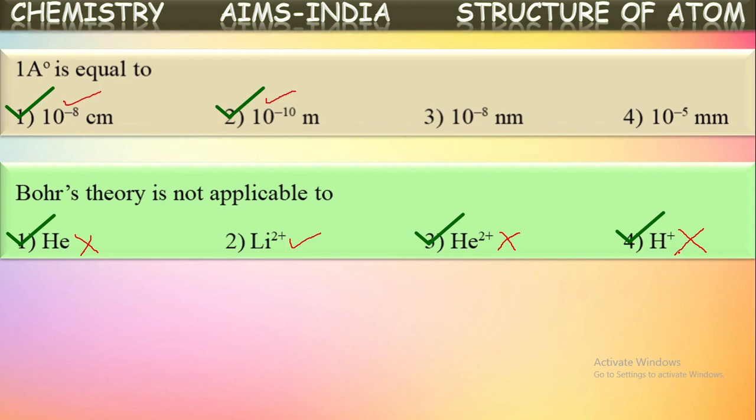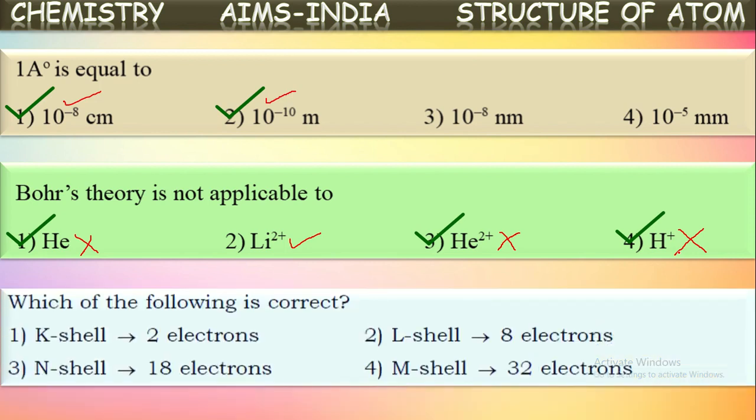Next, which of the following is correct? They have given here the shell and the maximum number of electrons that can be accommodated in that shell. Check these matchings, where it is given correct and where incorrect. We know the formula given by Bohr and Bury to calculate the maximum number of electrons that can be accommodated in an orbit. What is that formula?